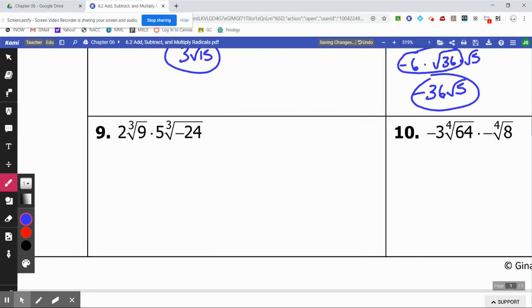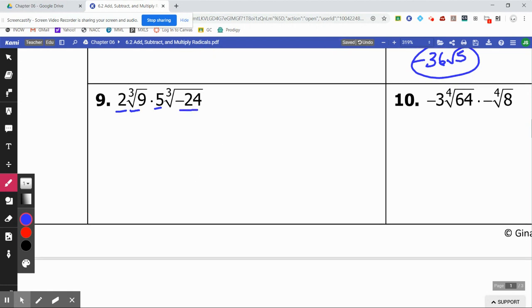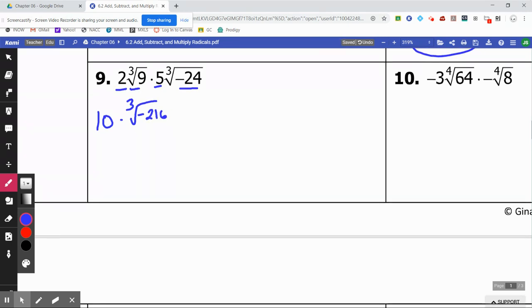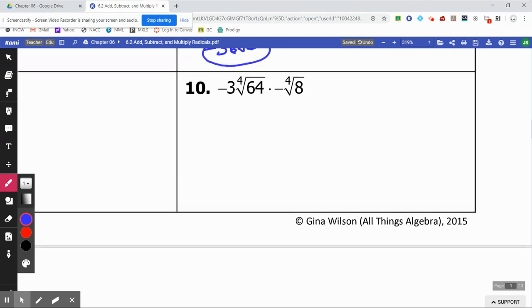Number 9. Now you're dealing with third roots. Multiply your coefficients because, again, you have 1, 2, 3, 4 things being multiplied together. So multiply 2 times 5 is 10 times the cube root. 9 times negative 24 is a negative 216, which you actually know the cube root of. 6 times 6 times 6 is 216, so therefore this would be 10 times negative 6, which is simply negative 60.